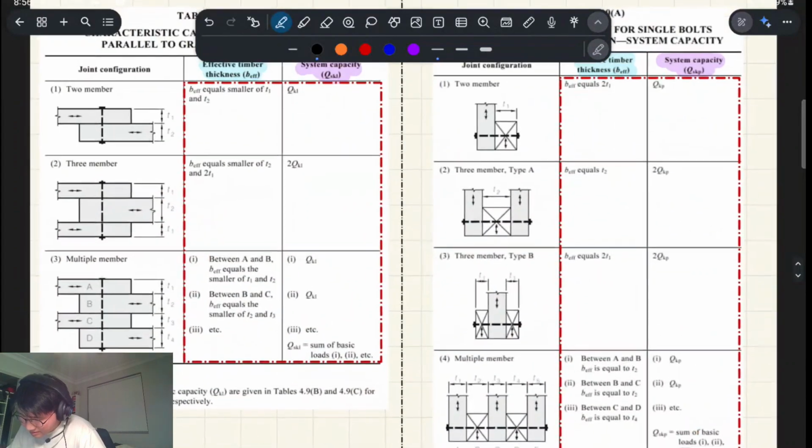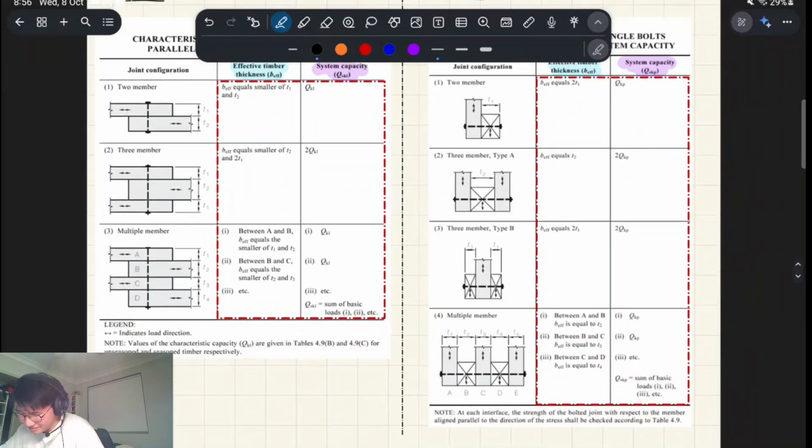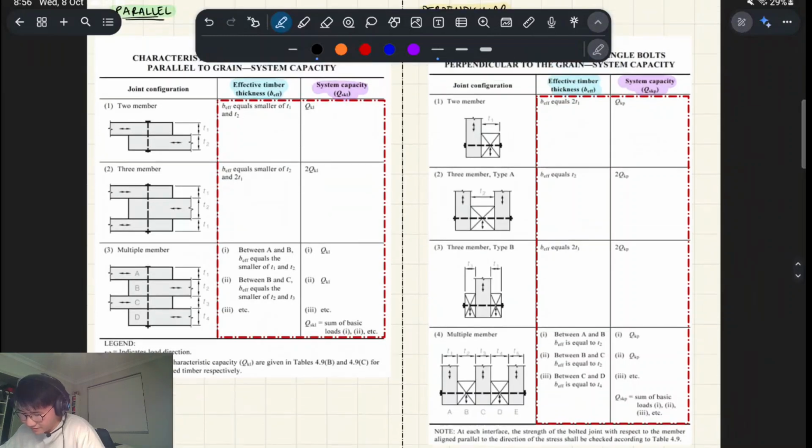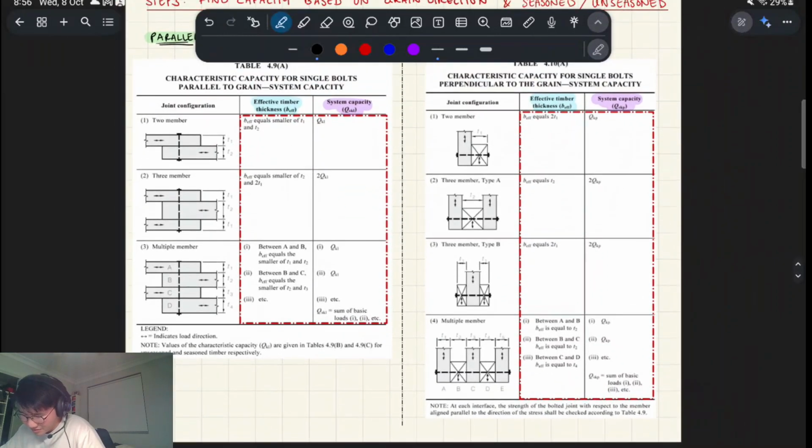And honestly, the best thing to do is just read the table. Effective timber thickness is kind of like the minimum of certain things, depending on grain direction, orientation. It's kind of loose terminology, but you have to follow this table, and it's a bit stupidly written, in my opinion.